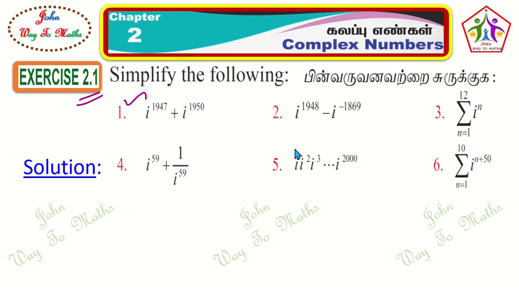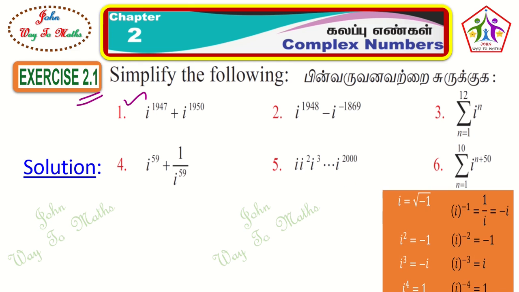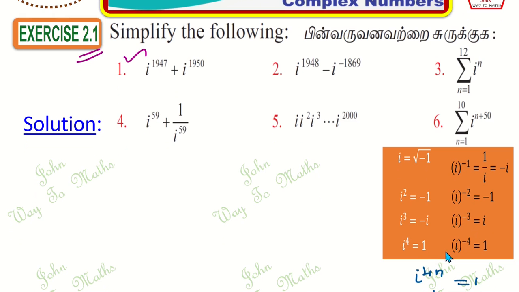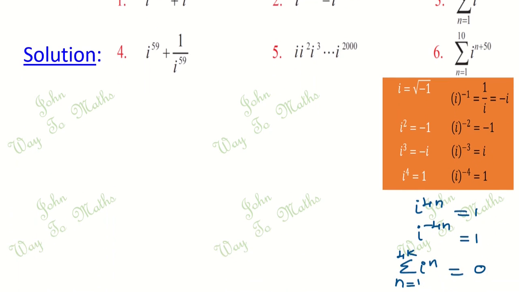Before that we should know the powers of imaginary i. i is equal to square root of minus 1. i power minus 1 becomes minus i. i square is equal to minus 1. i power minus 2 is also minus 1. i cube is equal to minus i. i power minus 3 is equal to plus i. i power 4 is equal to 1. i power minus 4 is also 1.